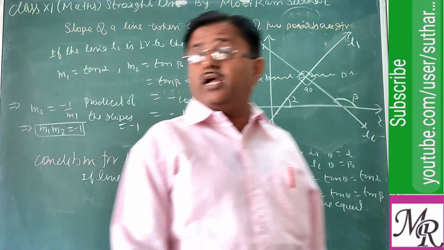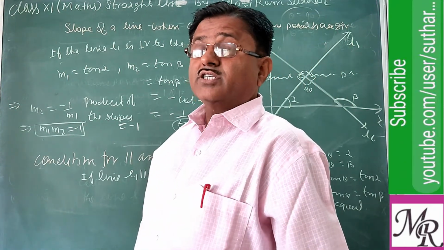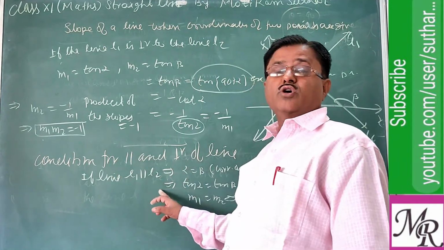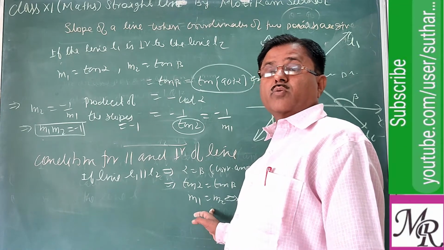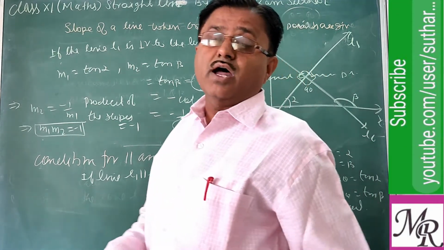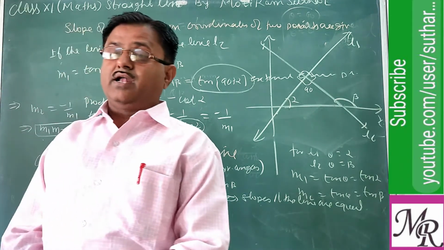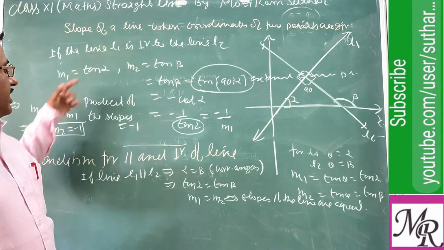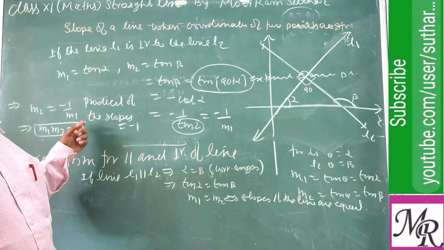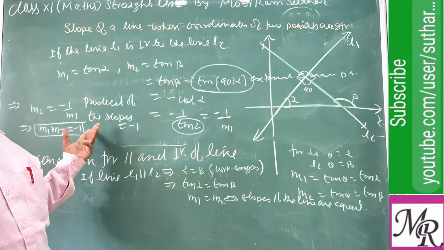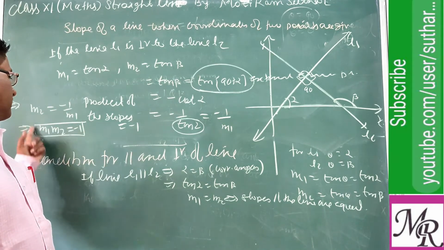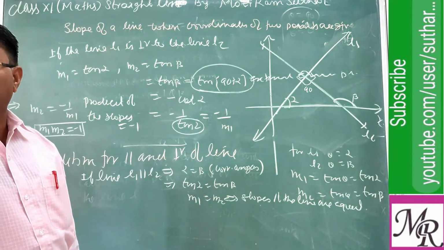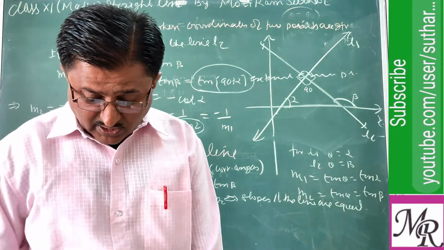So dear students, we get two important conditions. First, if two lines are parallel, then their slopes are equal, that is m1 equals m2, or vice versa. If the slopes of two lines are equal, then the lines are parallel. Second, if two lines are perpendicular, then the product of their slopes is always equal to -1, or vice versa. If the product of the slopes of two lines is -1, the lines are perpendicular. So this is all about today's class.